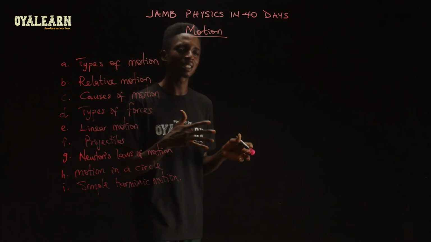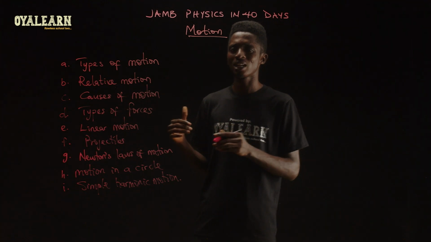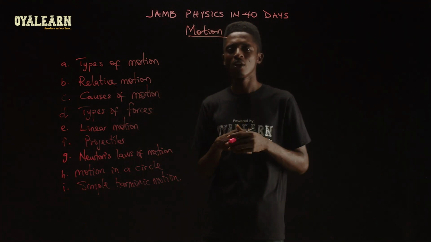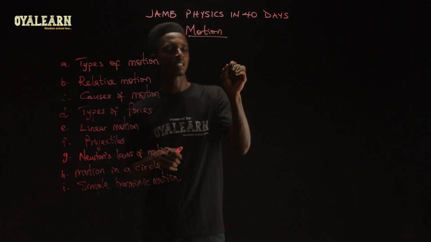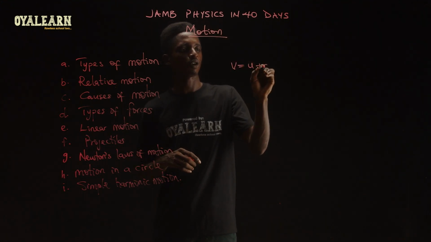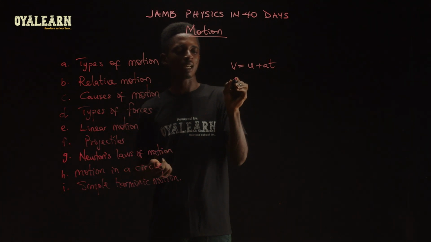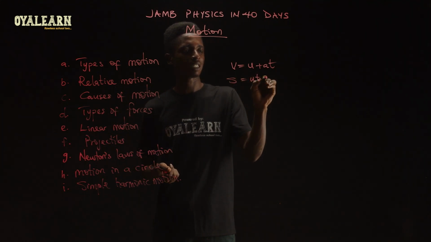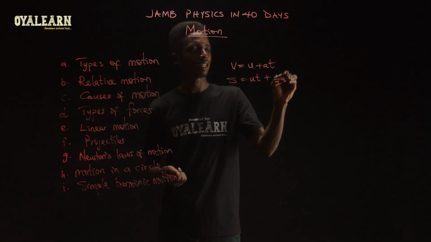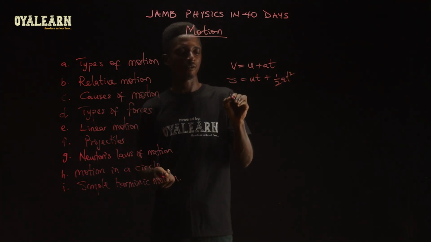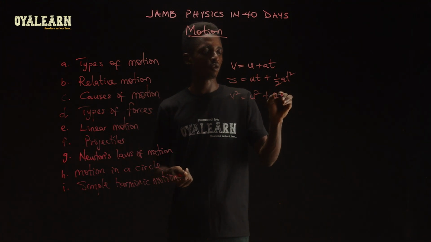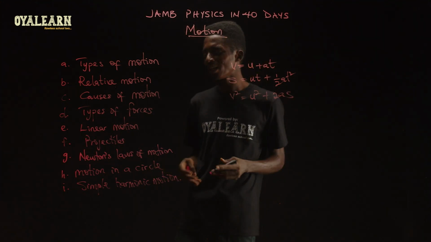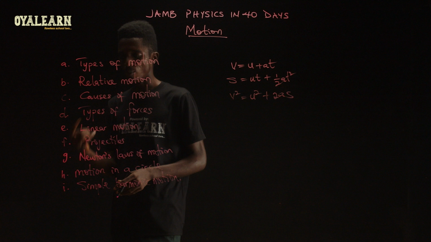We also have linear motion, where we're going to look extensively, especially in areas such as the velocity time graph and equations of linear motion, where you have equations such as v equals u plus at. You also have s equals ut plus half at squared. We also have v squared equals u squared plus 2as. These are the three equations of linear motion.